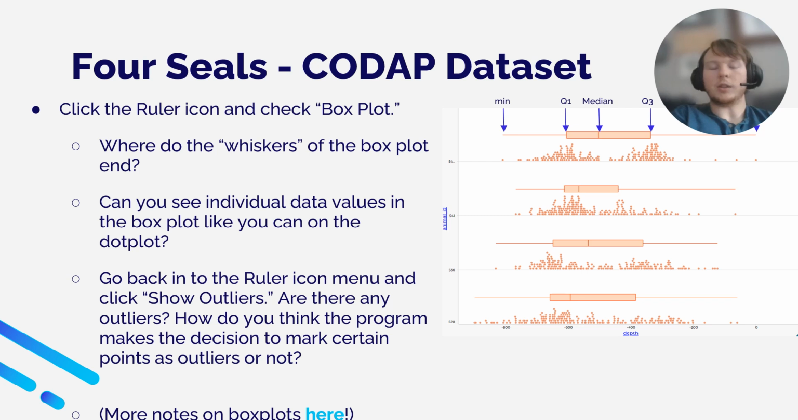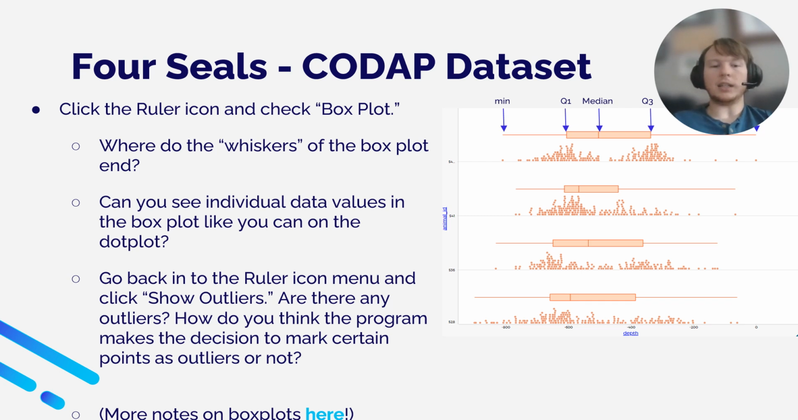Next thing we'll do is go to the ruler icon and check the box plot button. We want to highlight the features of the box plot. So the whiskers end at the minimum and the maximum. In the box plot, you can no longer see individual data values. It helps more with being able to see sort of the quartile 1, which is 25% of the way through the data, the median, which is 50% of the way through the data, and quartile 3, which is 75% of the way through the data.